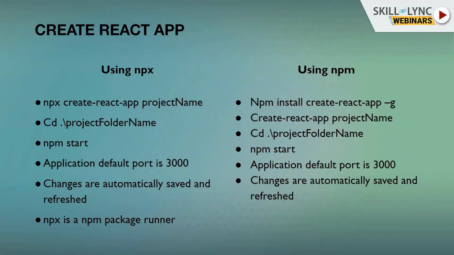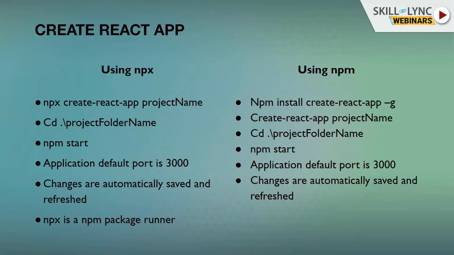In order to create the application, we need to install Node.js in our web application development environment. Here you can see the first thing states NPX create-react-app project name. Whereas in the second column, the first thing is npm install create-react-app, and the second line states create-react-app followed by the project name. Both ways are the same, they do the same thing, which is nothing but creating a React app project.